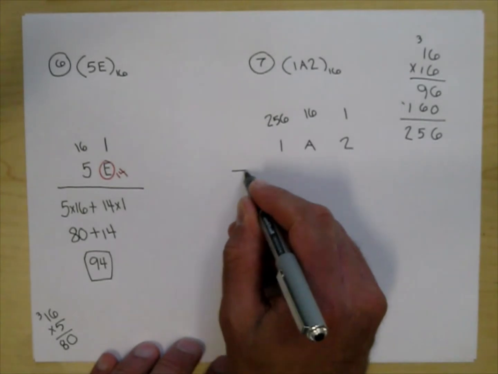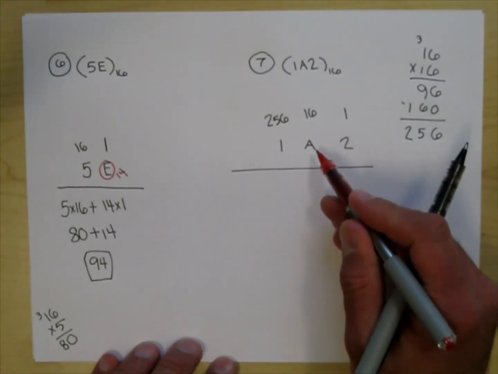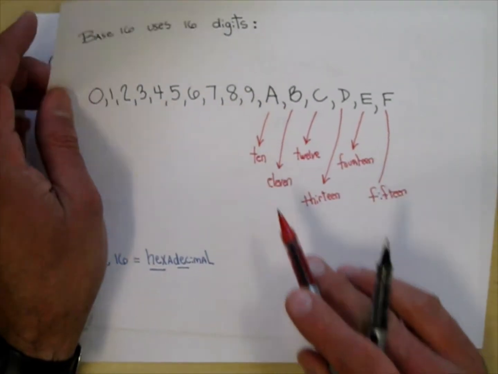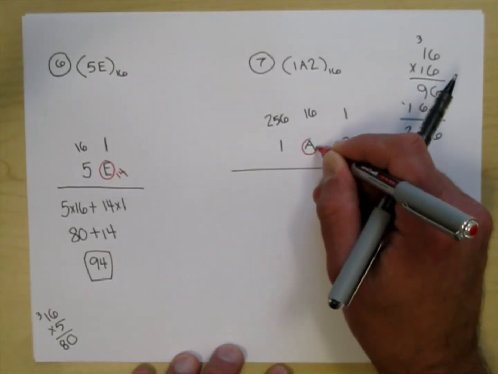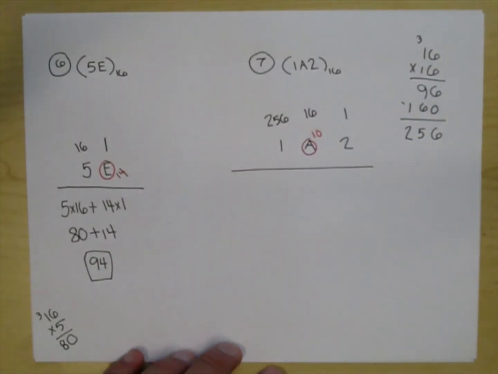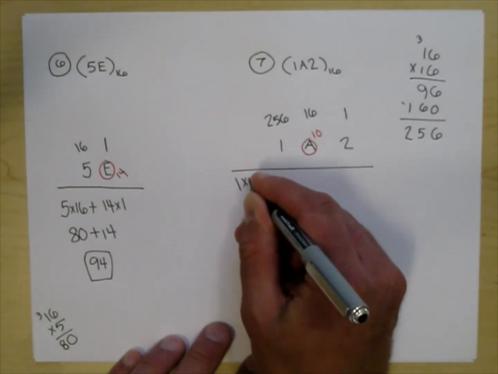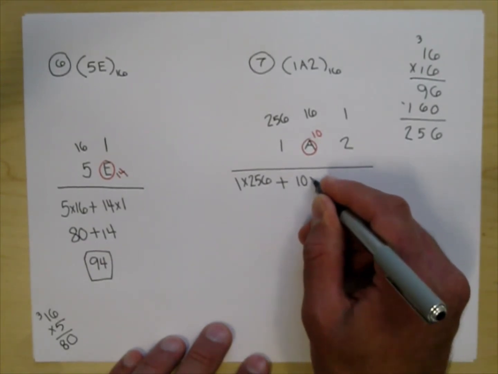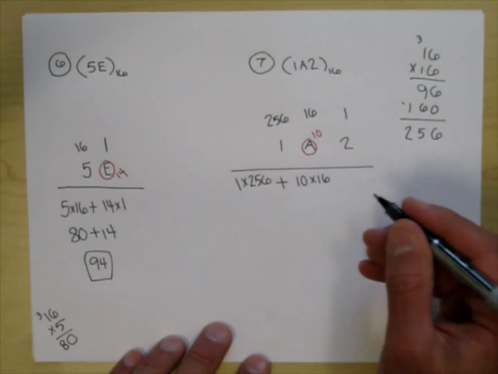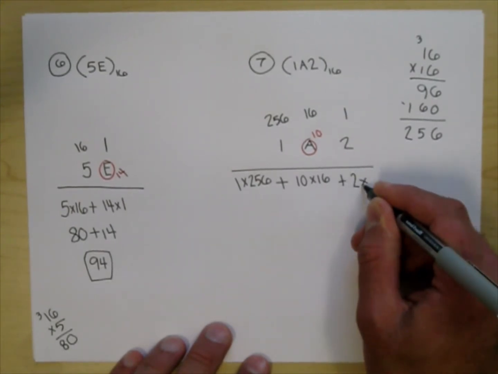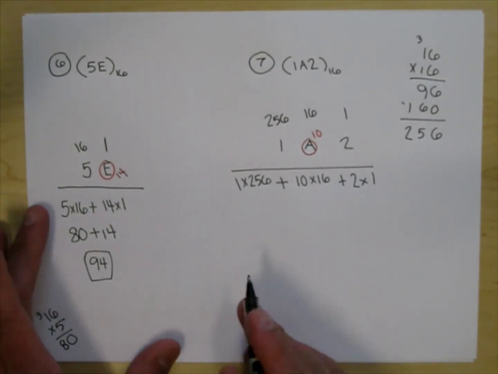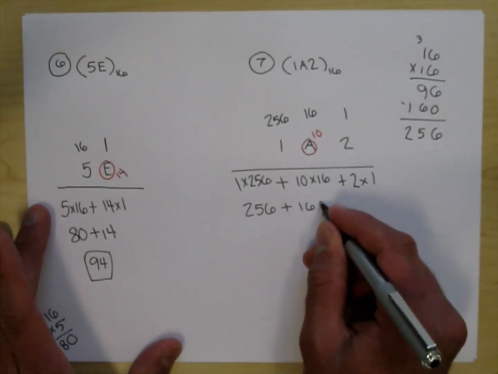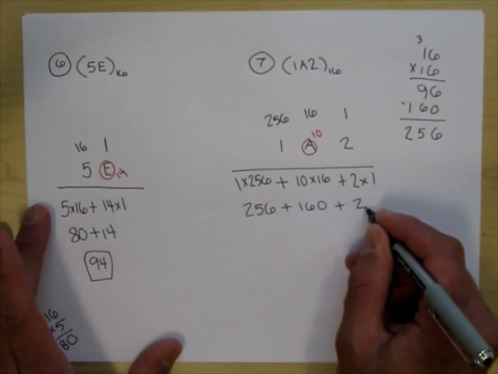So here's the deal. This A is really what? So I'll go back and show this piece of paper that we have. The A is a 10. So this A is really a 10. So this is 1 times 256 plus 10 times 16. And then plus 2 times 1. Okay, so let's write this out. This is 256 plus 160 plus 2.